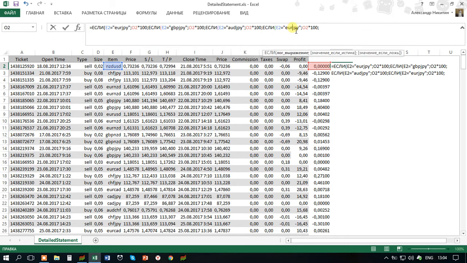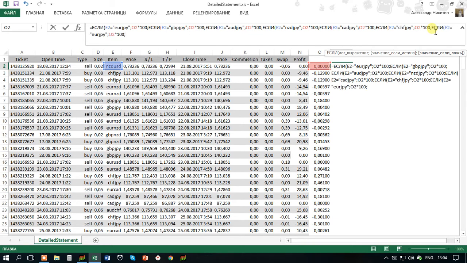Maybe it is New Zealand yen, NZD yen. If not New Zealand yen, check another condition. Then it may be Canadian yen. If not Canadian yen, check another condition. Maybe it is CHF yen, Swiss CHF yen. And if not CHF yen, maybe it is dollar yen. Control V, maybe it is dollar yen, USD JPY.